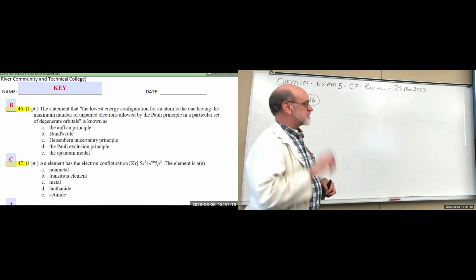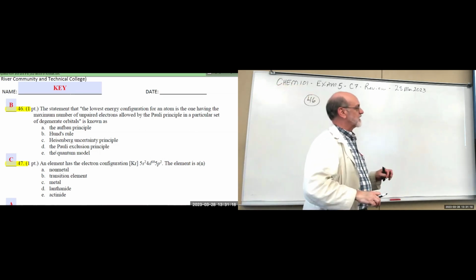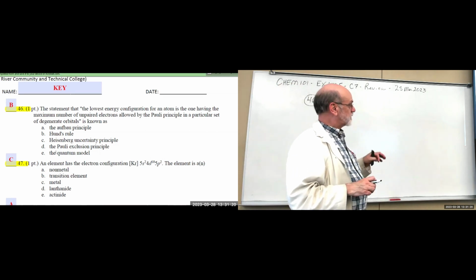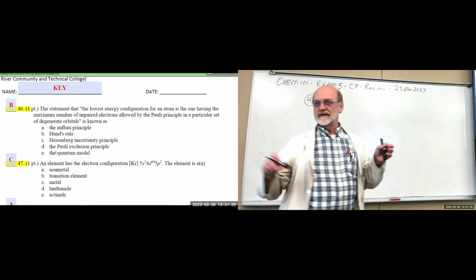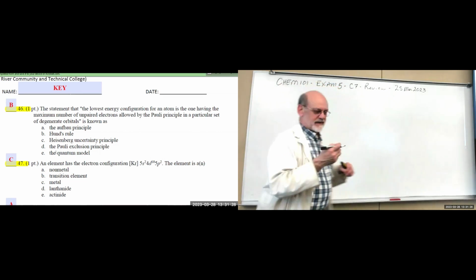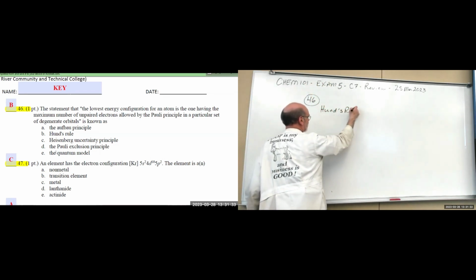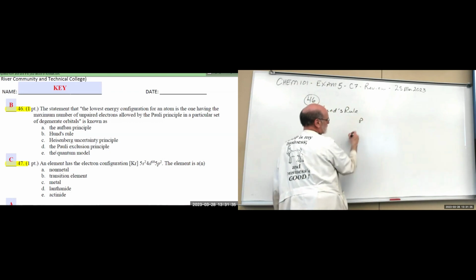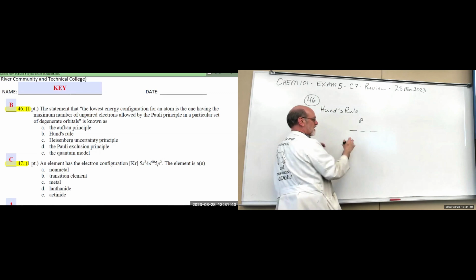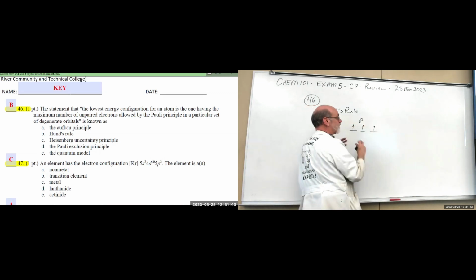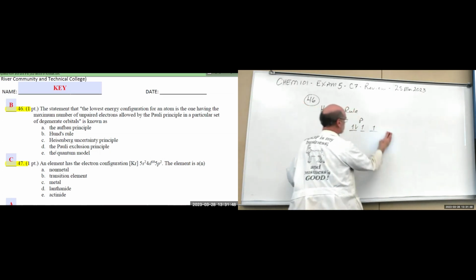The statement that the lowest energy configuration of an atom is the one having the maximum number of unpaired electrons allowed by the Pauli principle in a particular set of degenerate orbitals is known as, anybody? Hund's rule. Hund's rule, yeah. So if you have a p orbital, right, you've got some suborbitals, and you've got 4 electrons, you've got to do it like this, like this, like this first, before you can start pairing them up. That's what that means.